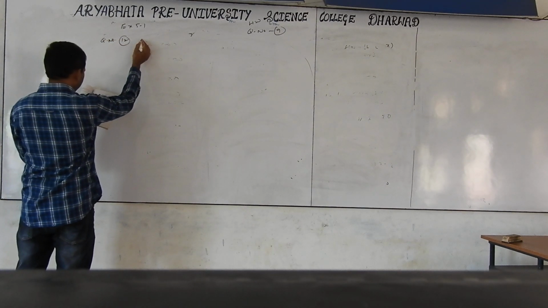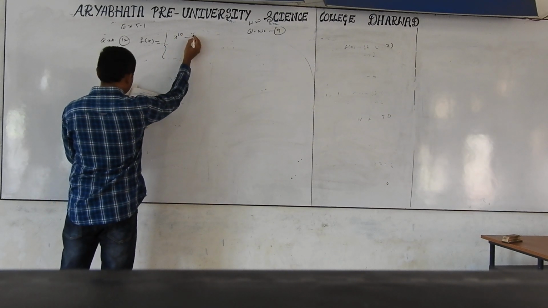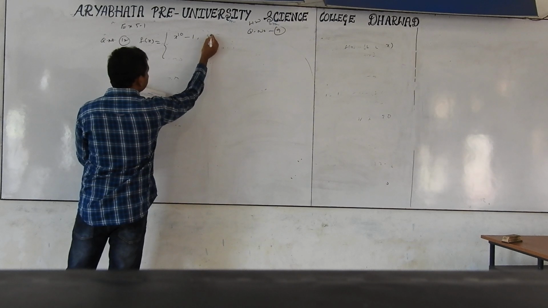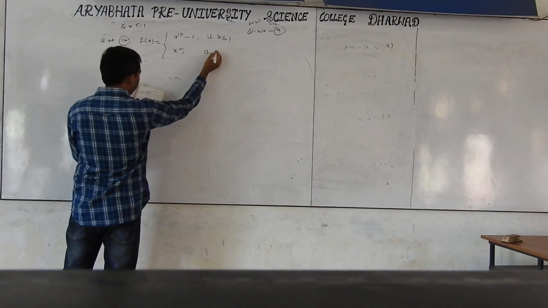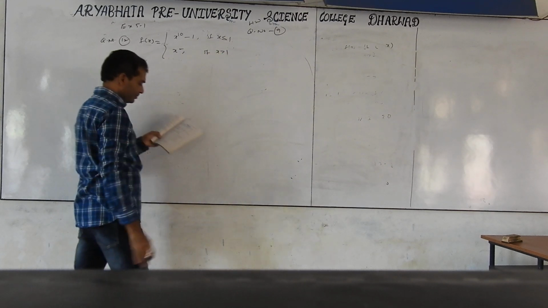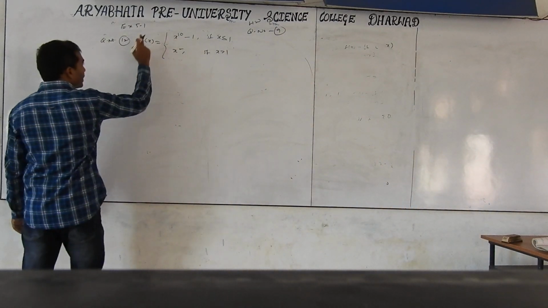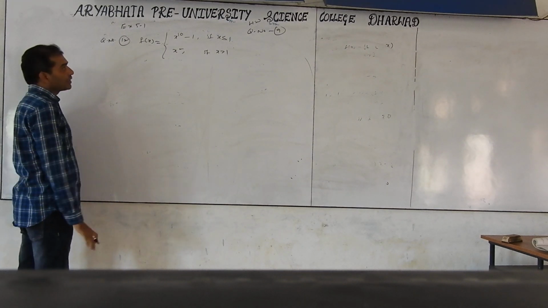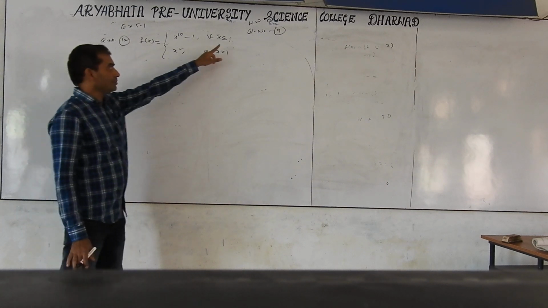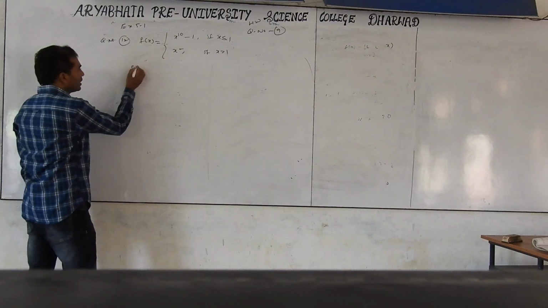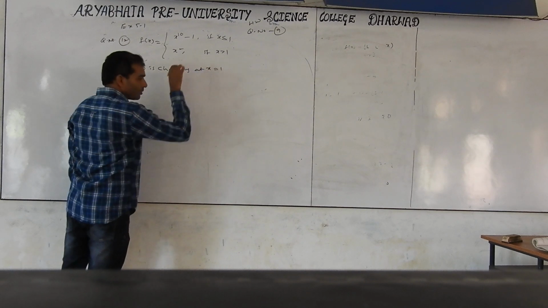Question number 12. f of x equal to x power 10 minus 1, if x is less than or equal to 1, and x square if x is greater than 1. Find all points of discontinuity of f defined by them. Tell me, by seeing this function, f of x is changing at what point? 1. f of x changes at x equal to 1.